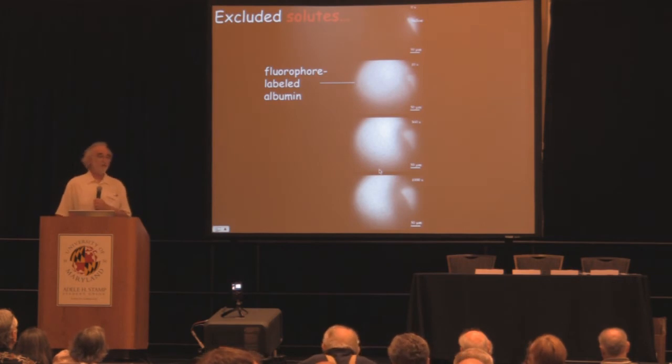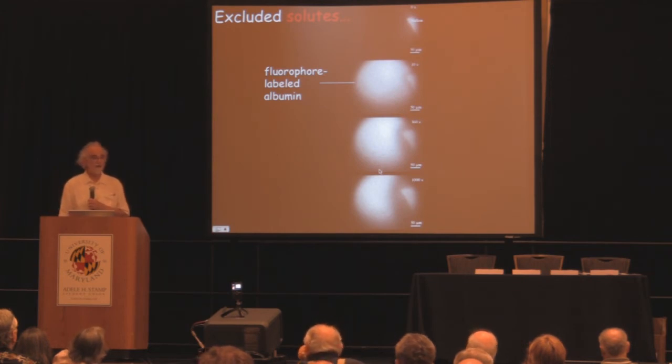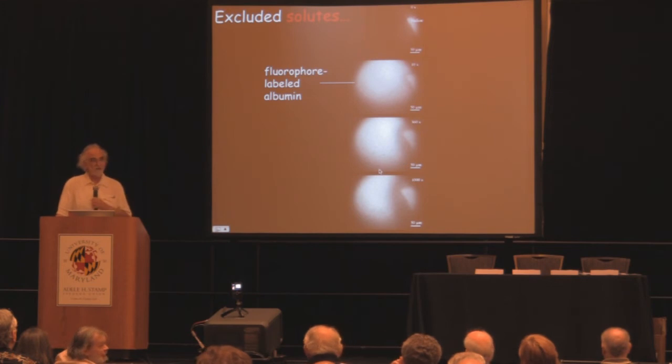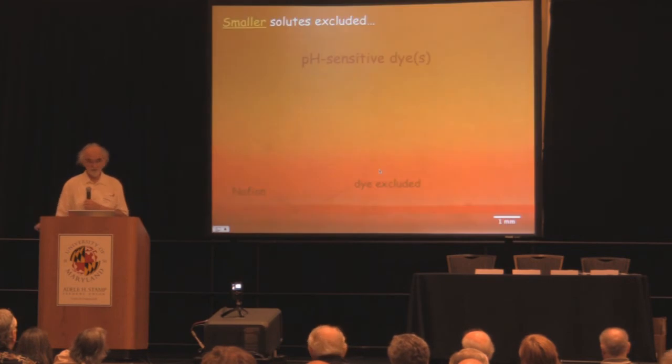Getting smaller, we started looking at dyes. The first one was sodium fluorescein, molecular weight 376. It was excluded. The next one we use are pH-sensitive dyes, and some of you may know these. They're really cool because they change color when you have a different pH, just like in litmus paper. And we put some of this in the water to see if it was excluded. They're a mixture of dyes, molecular weight approximately 100 or so, typically.